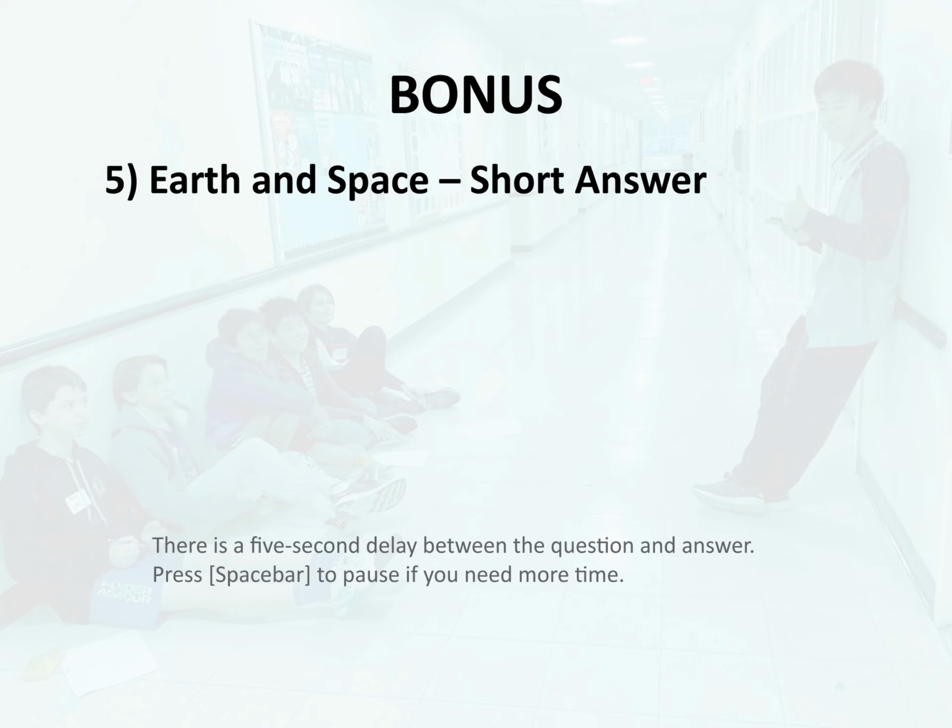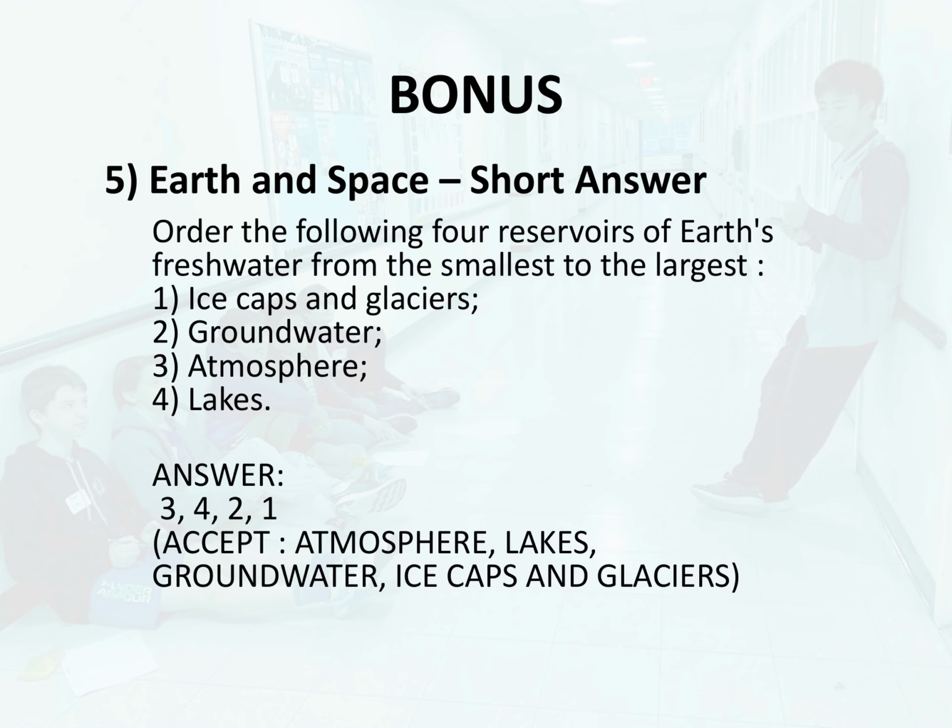Bonus 5. Earth and space, short answer. Order the following 4 reservoirs of Earth's freshwater from the smallest to the largest. 1. Ice caps and glaciers. 2. Groundwater. 3. Atmosphere. 4. Lakes. Answer. 3, 4, 2, 1.